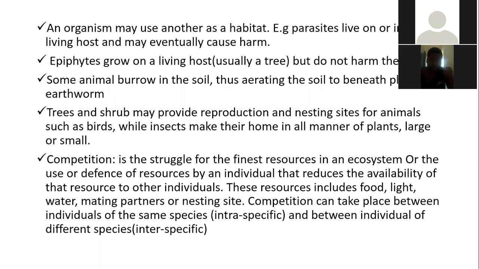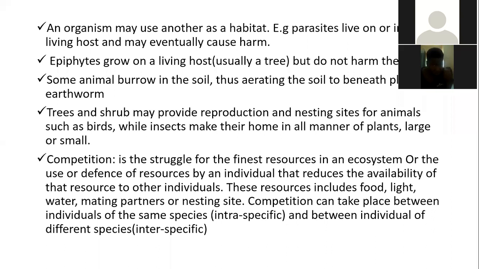Competition. Now, it's a struggle for the finest resources in an ecosystem. When you say you are competing for something, you are in class and you are competing for the one that would come in first place. Now you are struggling for the finest. When I use the word finest, I mean the best, the excellent resources in an ecosystem.